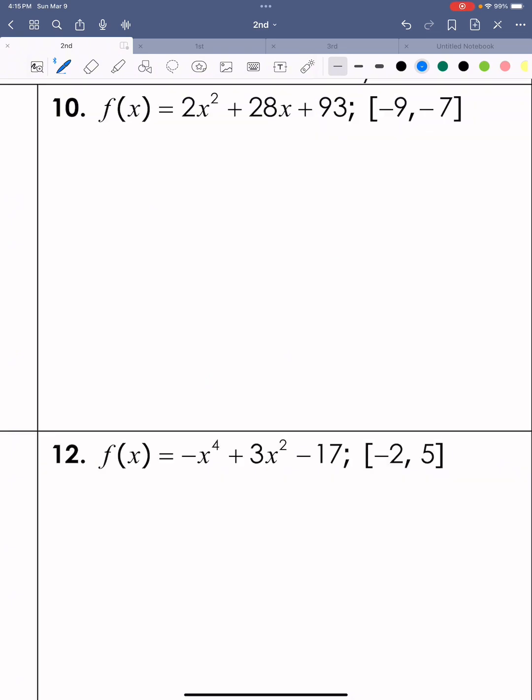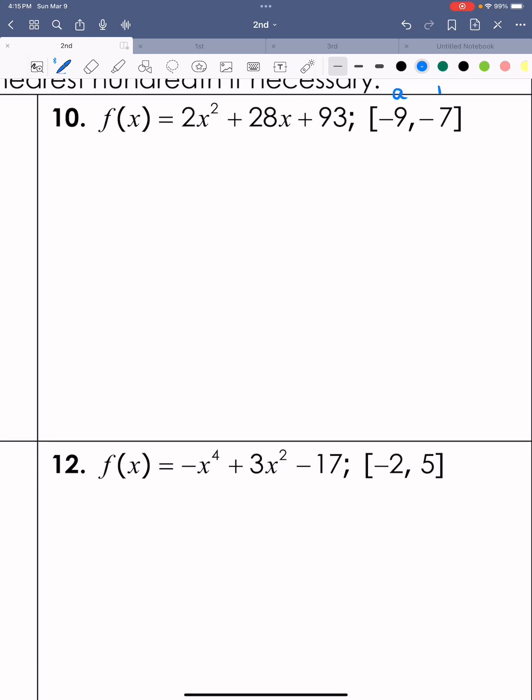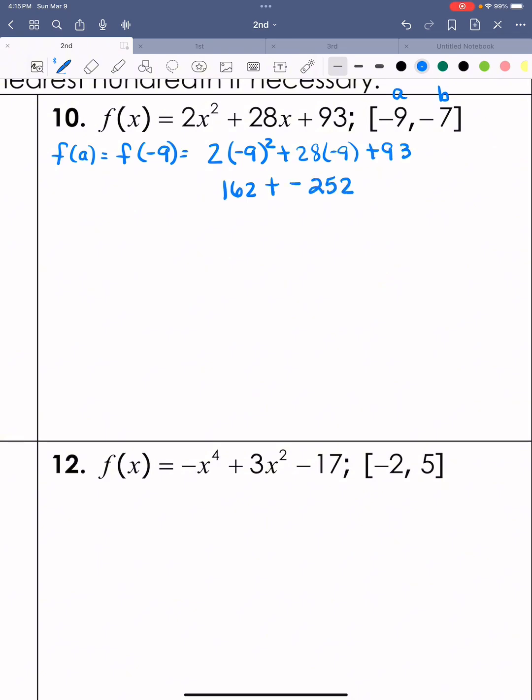Okay, let's move on to number 10. And once again, this is A and this is B. So the first thing I need to do is find f of A, which means f of negative 9. So I'm going to fill that into my equation up here. So I've got 2 times negative 9 squared plus 28 times negative 9 plus 93. So this is going to be 162 plus negative 252 plus 93. And when you combine all those, you get positive 3.